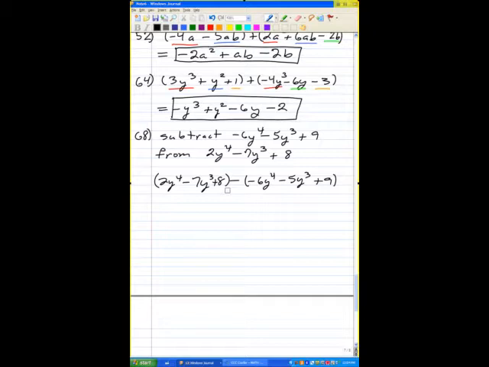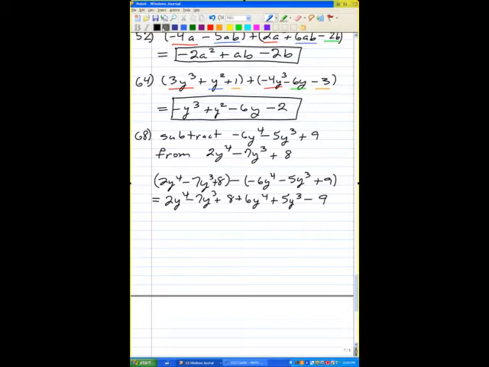So first off, let me get rid of all the parentheses. And so I have 2y to the 4th minus 7y cubed plus 8. Minus and minus become a plus 6y to the 4th. Minus and minus makes it a plus 5y cubed minus 9.